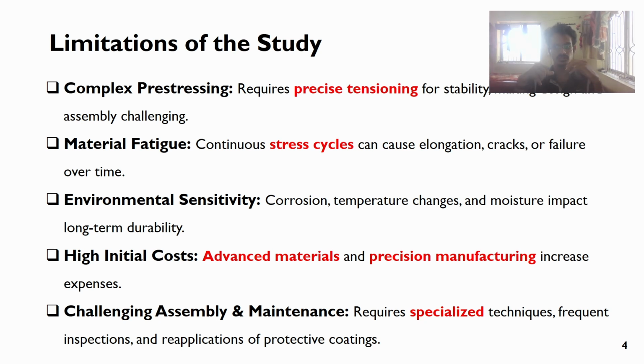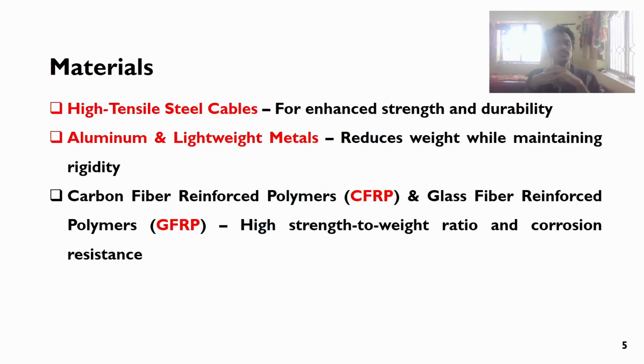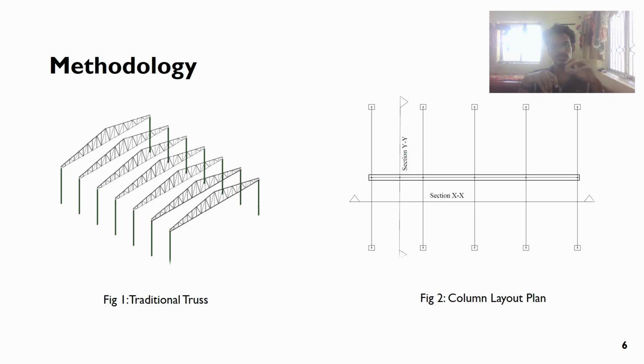And the challenge is that it needs maybe advanced workers or skilled labor, something like that. So materials, normally high tensile steel cables are used. I'll be showing you the images of how it will work. To the top, I'll be using aluminum or lightweight metals for the sheet roofing area. And we can use fiber reinforced polymers and glass fiber reinforced polymers for gaining a high strength to weight ratio and corrosion resistance. So this is the ideology.